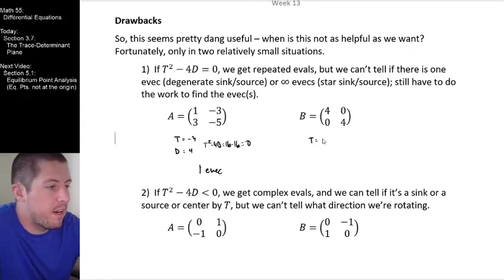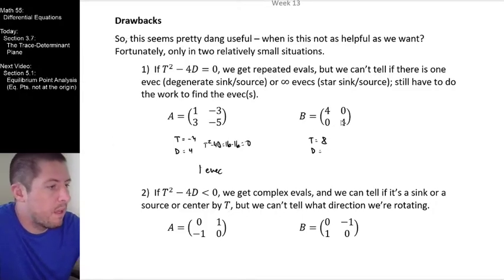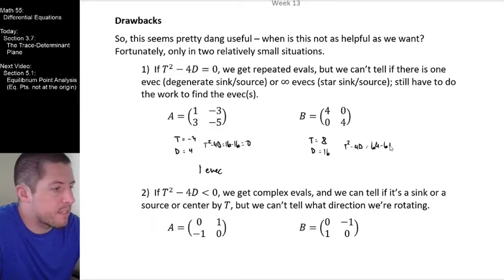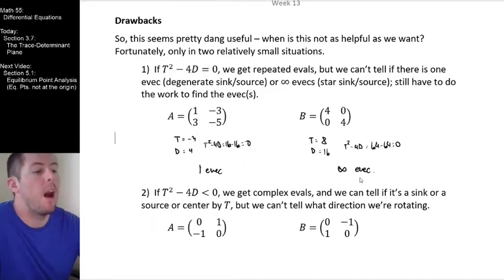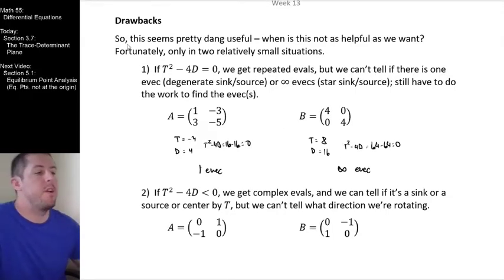On the other hand, over here, my trace is 0, and my determinant is, oh, sorry, my trace, wait, that doesn't make any sense. My trace is 8, and my determinant is 16, and we're getting t squared is 64 minus 64 is 0, but here we're going to get an infinite number of eigenvectors. So the important thing to watch out for there is if you do get that t squared minus 4d is equal to 0, you're actually not quite done doing the classification.